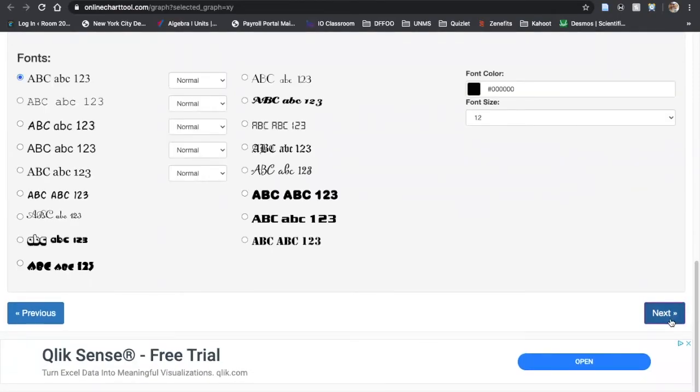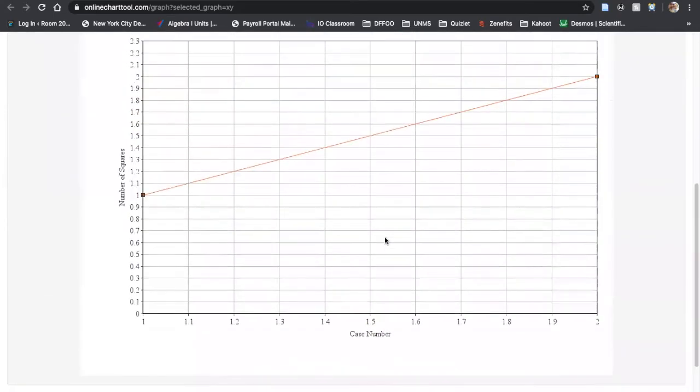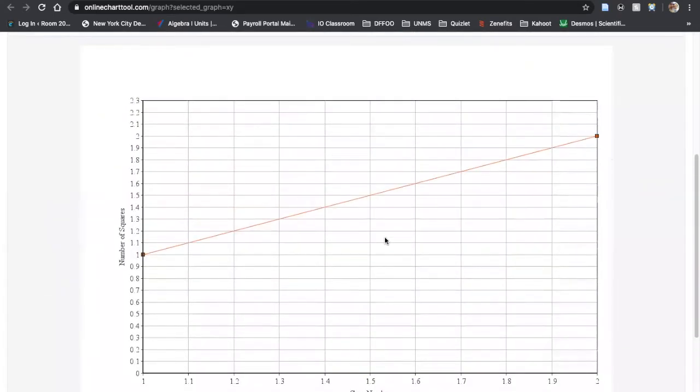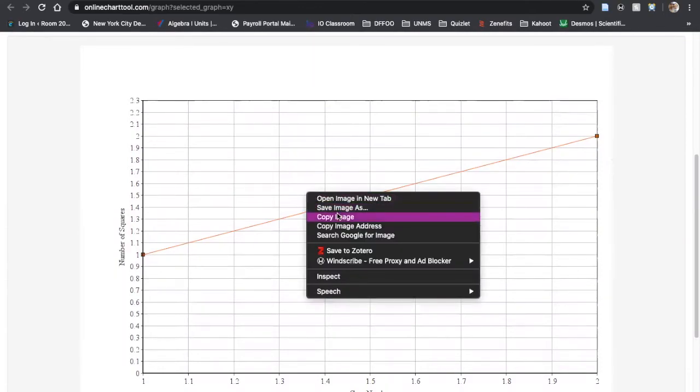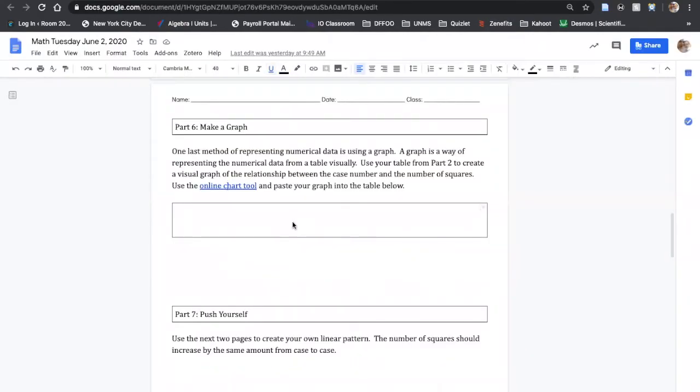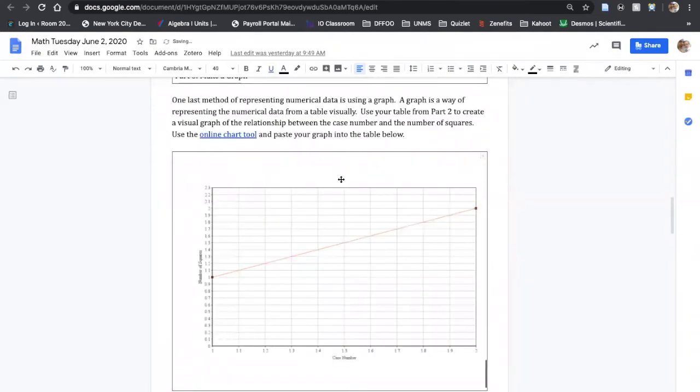I'm not going to put all those points in for you, but your graph is going to look something like this. You have the labels, number of squares and case number. Copy your image, and then once you have it, come back here, paste it into this box, and you're going to be done, all right?